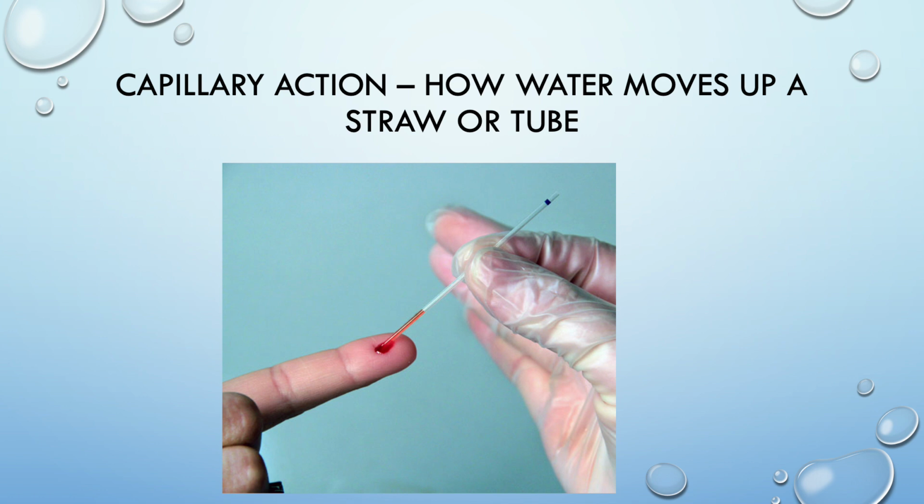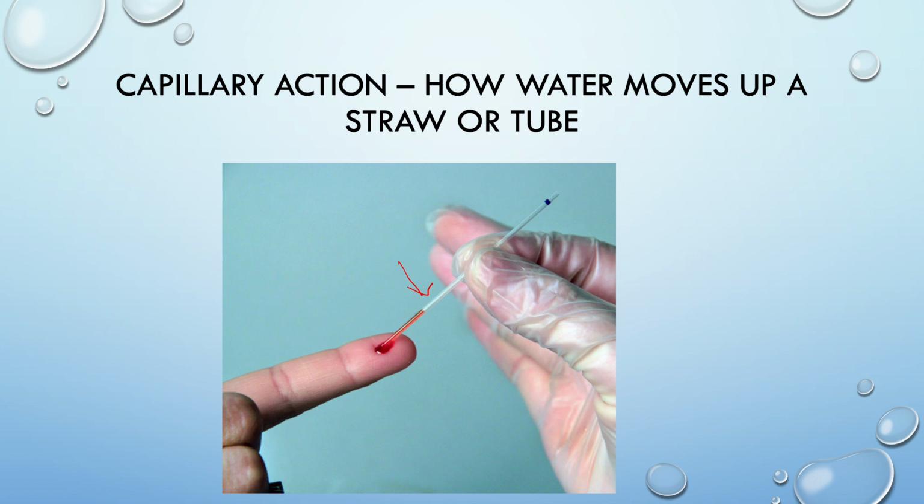The hydrogen bonds allow for capillary action. Capillary action is when you have a substance that's going to move against gravity, such as up through a straw or a tube. This picture is representing capillary action, blood moving through this skinny little tube. This skinny tube is actually called a capillary tube.